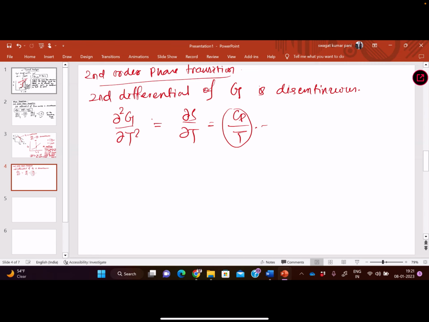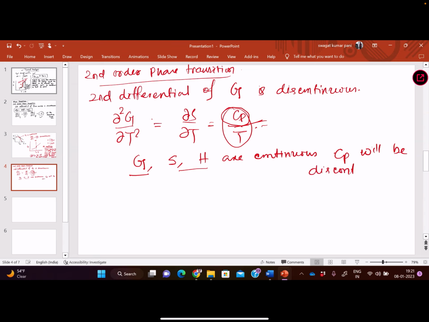So in a second order transition, what we see is the free energy will be continuous. Entropy, whatever was the first differential, they all will be continuous, including G. But the second differential, here it is Cp by T, or we can take just Cp, is discontinuous.